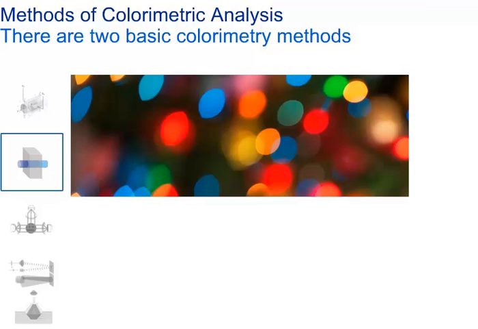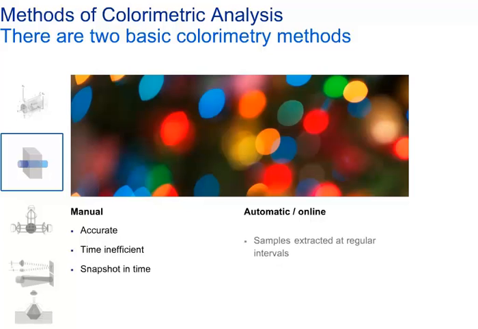The 2 basic methods of colorimetric analysis in use today are manual and automatic or online systems. Manual methods are accurate, as samples are taken and analyzed in a laboratory using either a handheld kit or a spectrophotometer. The main drawback is the amount of time elapsed between the extraction of each sample and its subsequent analysis. It provides accurate results, but only for that moment in time. There is no way of knowing what is currently happening in the process.